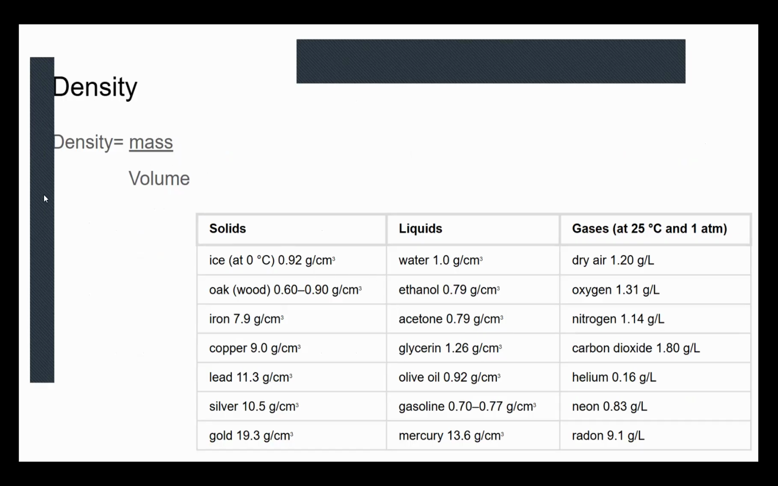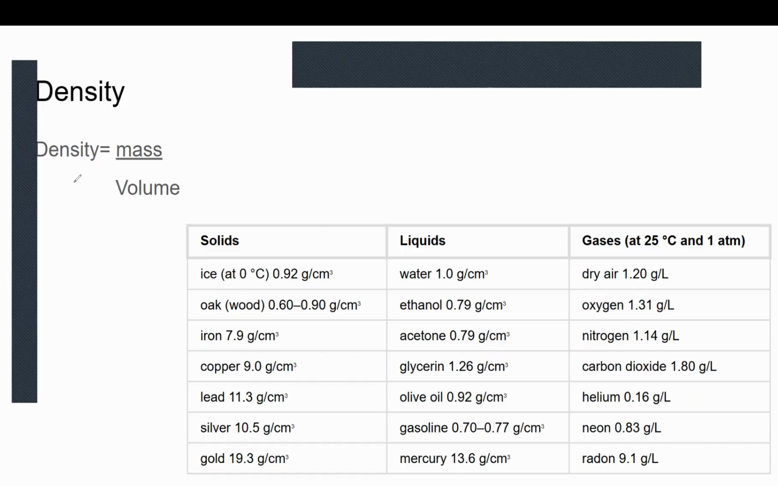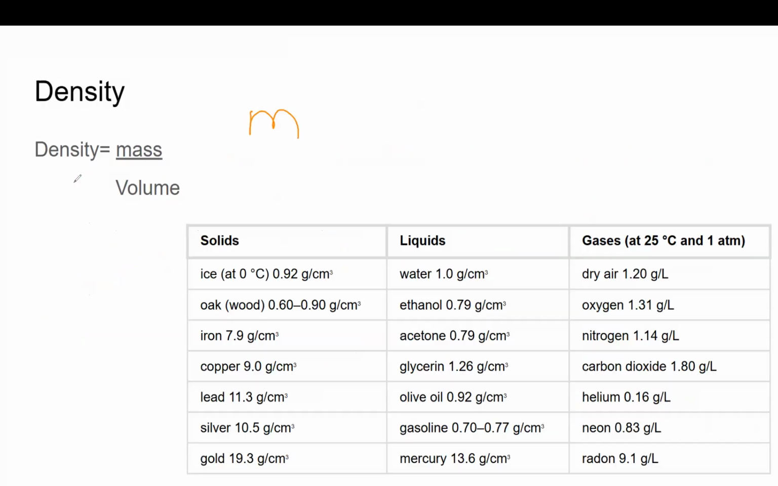Here we have density, and you will be doing these calculations. So density equals mass over volume. Remember, lowercase m stands for mass, and V stands for volume. If you put those together, it kind of looks like a heart. So I'm trying to help you remember what the formula is. So density is mass over volume. That looks like a heart.